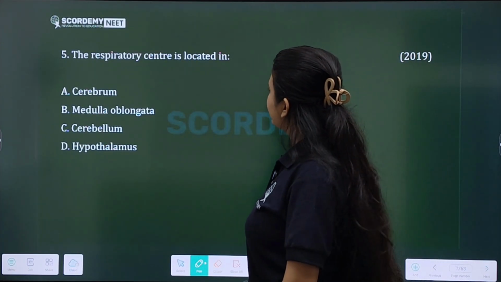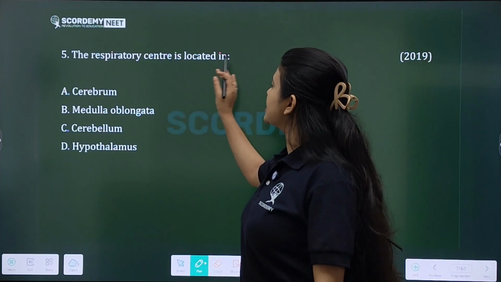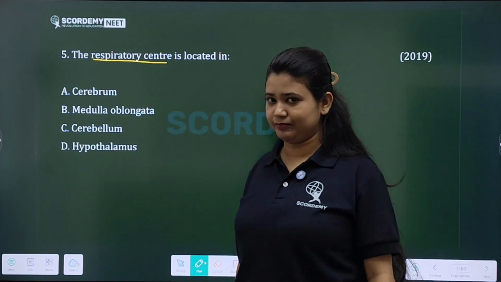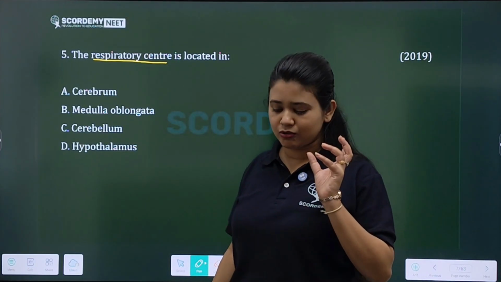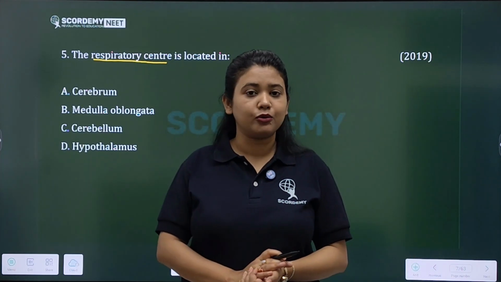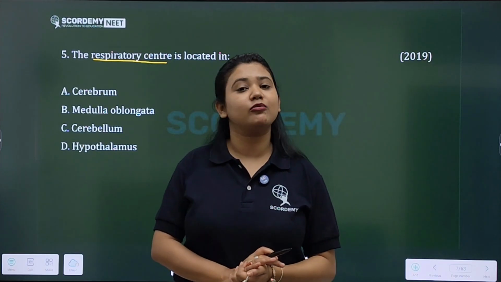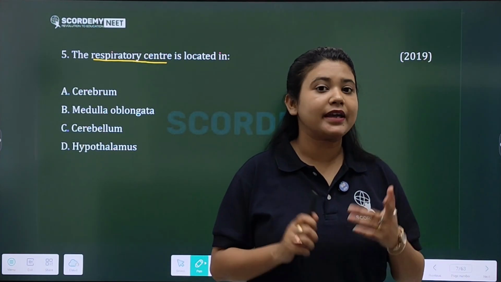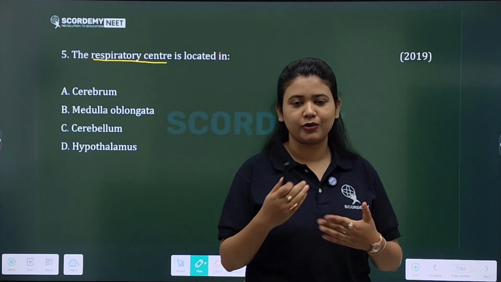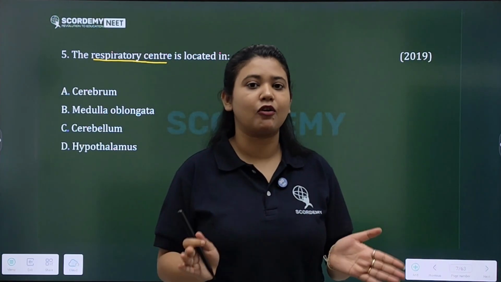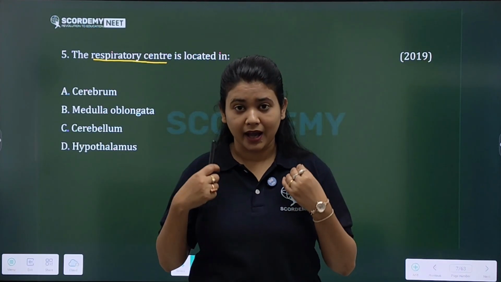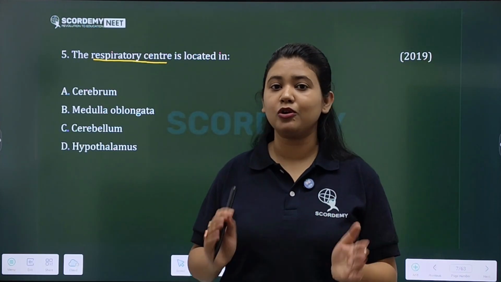Now, the respiratory center is located in which part? The exchange of gases happens in the lungs, but the control center is elsewhere. We know that respiration is a type of involuntary activity. Involuntary activities are those that cannot be controlled directly by ourselves.